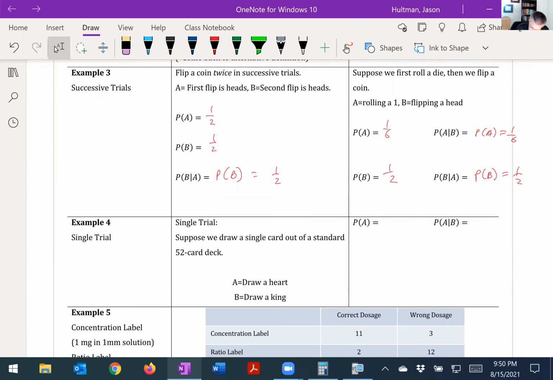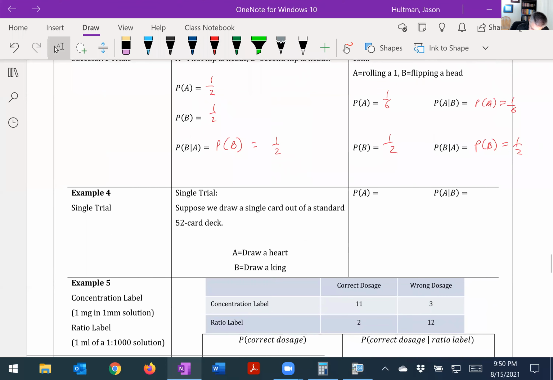Okay, suppose we draw a single card out of a standard 52 deck. The probability of A is drawing a heart. Well, how many hearts are there? There are 13 hearts out of 52, right, which is 1/4.